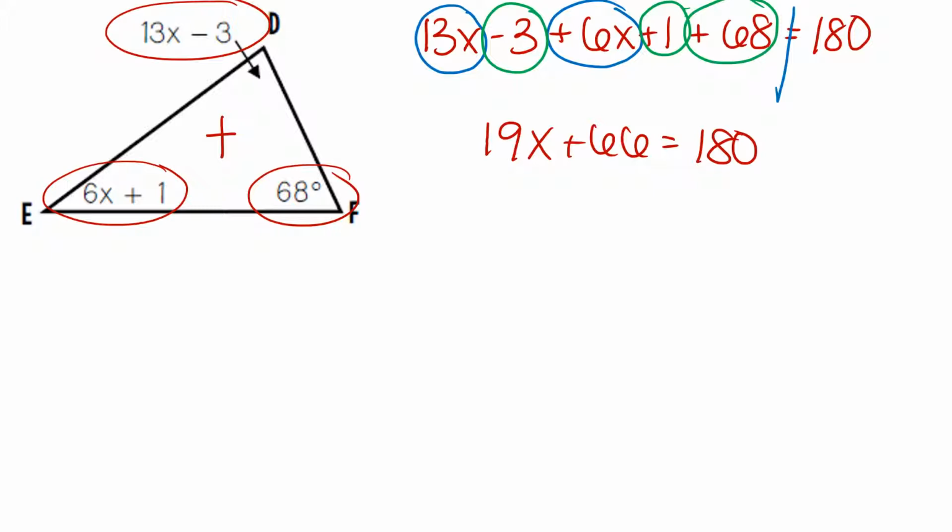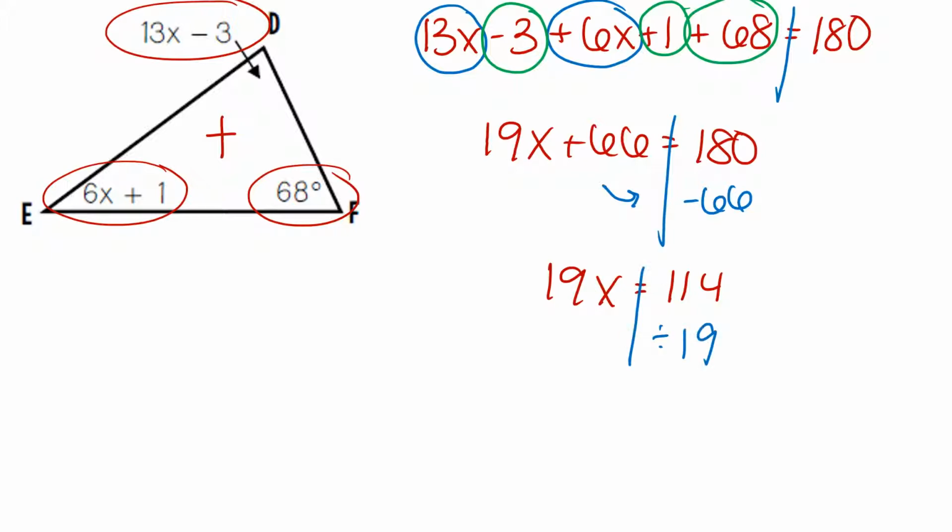Still combining like terms, 66 and 180 are on opposite sides, so we do the opposite operation. Instead of plus 66, we do a minus 66. 180 minus 66 is 114. And our last step is going to be to divide. In this case, we are going to divide by 19. And we end up with the answer x equals 6. But we are not finished. We have to plug our answer back into both equations.